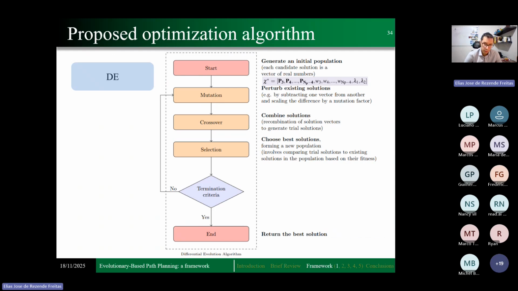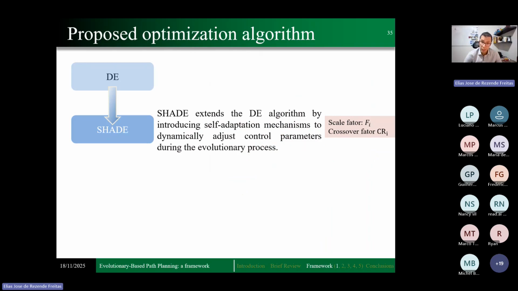To solve this optimization problem, we employ a differential evolution-based algorithm. The DE algorithm is a population-based algorithm that simulates the process of natural evolution. It works as shown in this flowchart, iteratively exploring the solution space through mutation, crossover, and selection operations. SHADE extends the original differential evolution algorithm by introducing self-adaptation mechanisms to dynamically adjust control parameters during the evolutionary process.